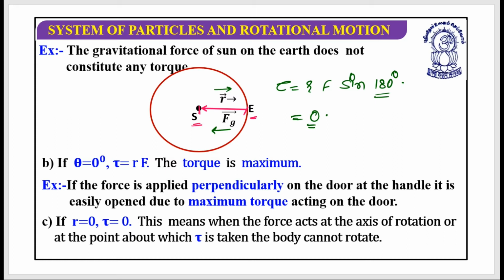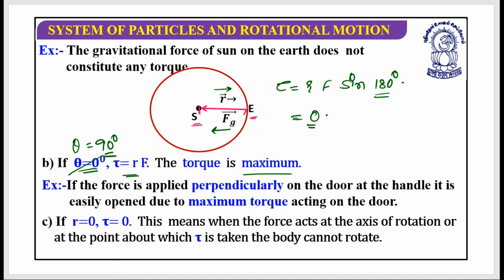If theta equals 90 degrees, then torque equals r F, which is the case when the torque is maximum. This theta should not be 0; it should be 90 degrees to make this possible.